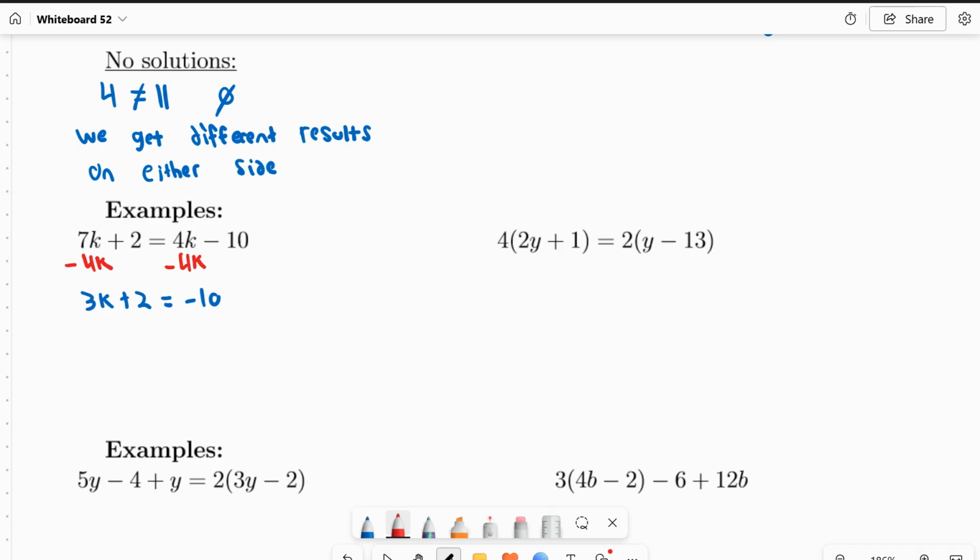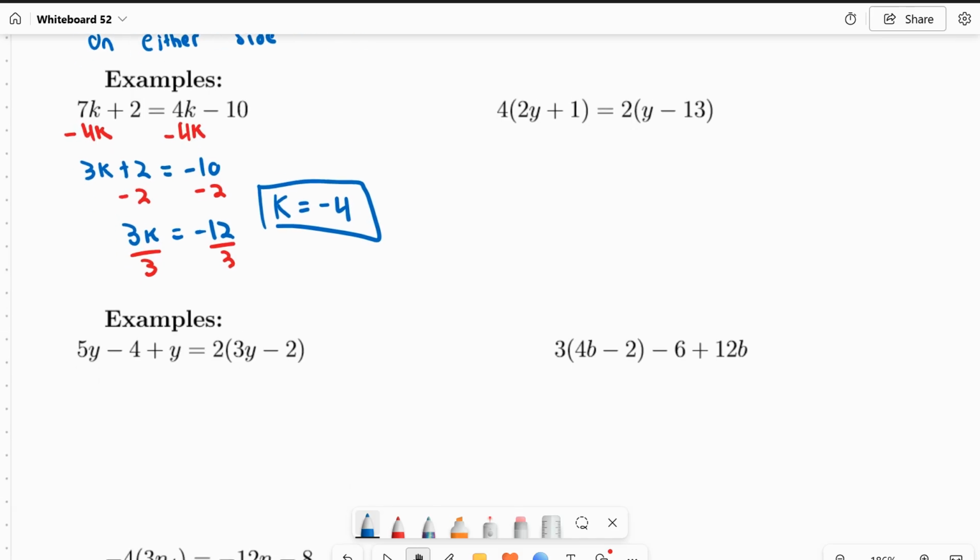Now that my variables are on the left side, I'm going to move my constants to the right side. So I'm going to subtract 2 from both sides. Then I have 3k equals negative 12. This is something that's far more solvable. From here, I'm going to divide both sides by 3, and that's going to give me k equals negative 12 divided by 3, which is negative 4. And for this one, that is a one solution example.